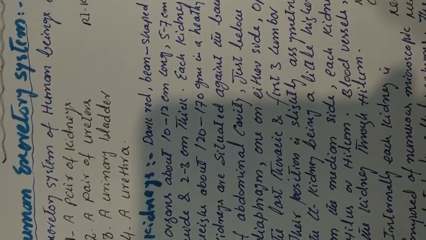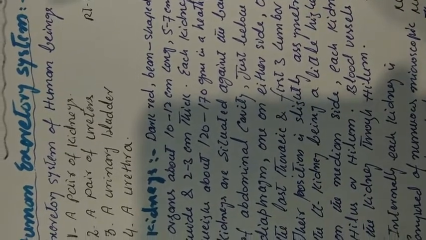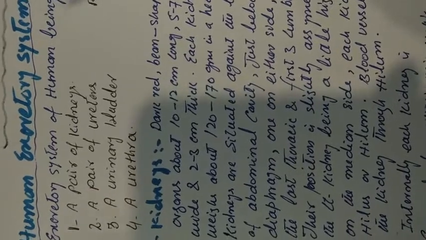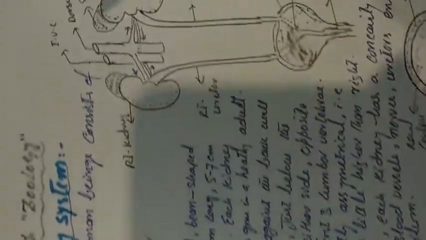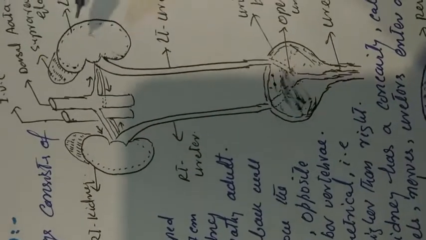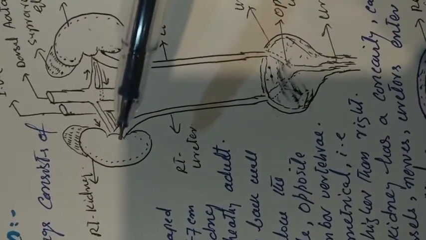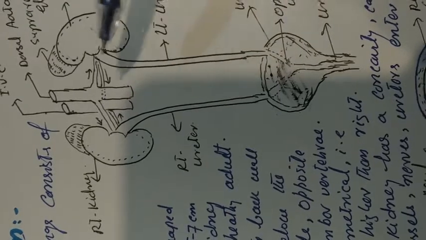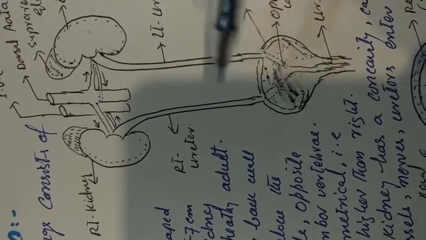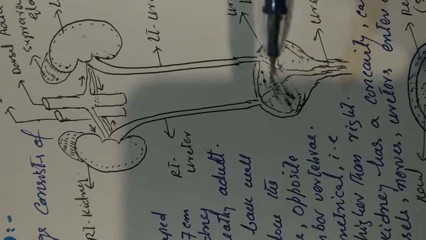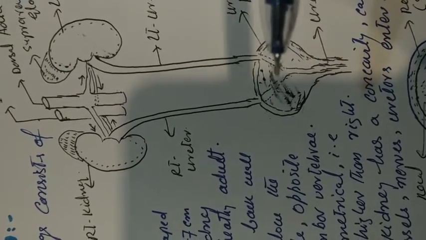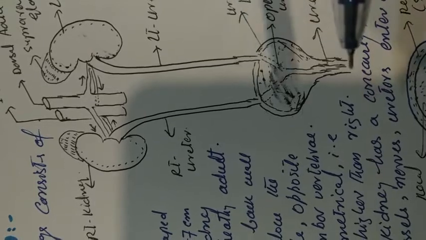Now, this human excretory system consists of a pair of kidneys, a pair of ureters, a urinary bladder and a urethra. As you can see in this sketch, this is the left kidney and right kidney. These are the two ureters coming out of the kidneys, which open into a urinary bladder, and from the urinary bladder this excretory system opens out through the urethra.